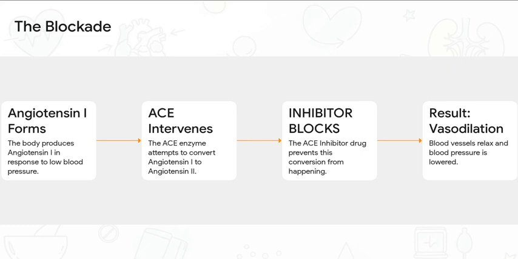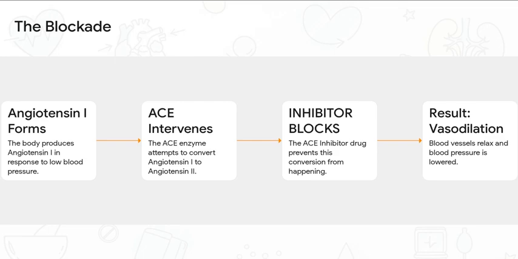But here's where the magic happens. An ACE inhibitor jumps in and basically says, nope, not today. It blocks that conversion. So without angiotensin-2, what happens? The blood vessels finally get to relax, they vasodilate, and the blood pressure comes right down.